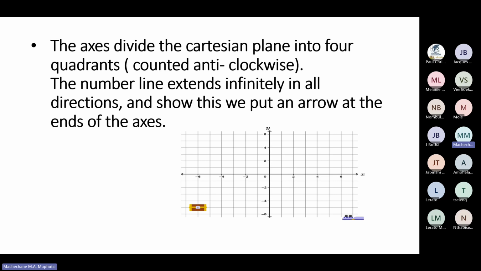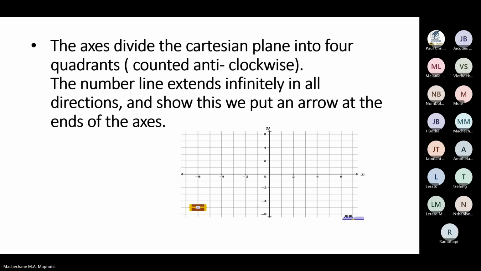But as you can see at the end of my number lines, the vertical one and the horizontal one, we have arrows. These arrows show that we can have as many numbers as we can, but for today, we only wanted to have numbers from 0 up to 6.